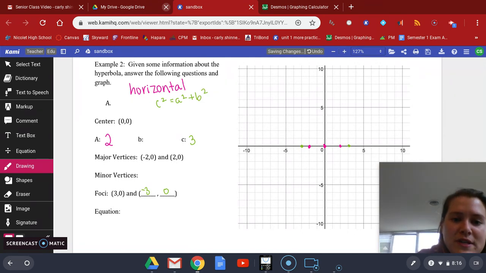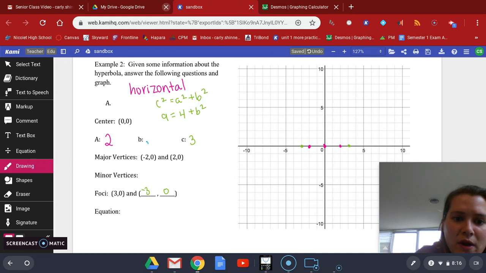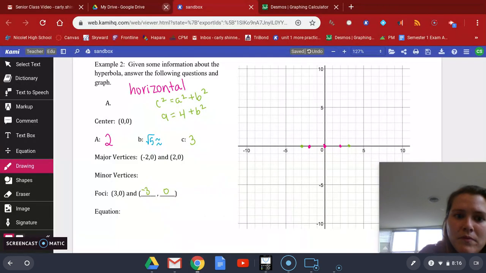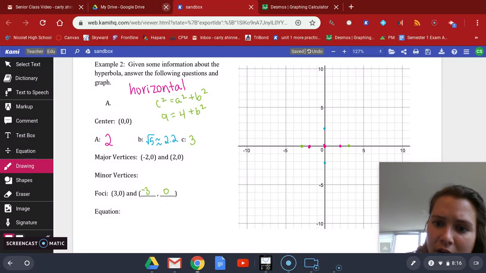Okay. So 3 squared would be 9. A squared would be 4. So then from my calculations, I think that would give me a B of the square root of 5. So let's get a decimal approximation on that. About 2.2. All right. So that's for my minor. So that would be right here and right here, about 2.2-ish there.